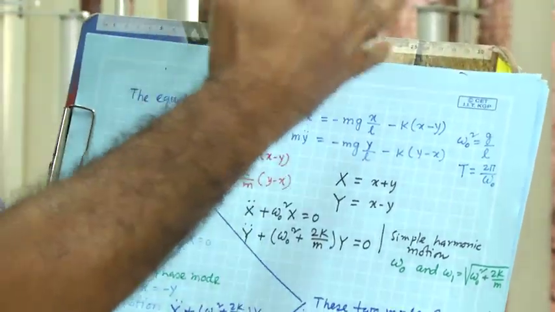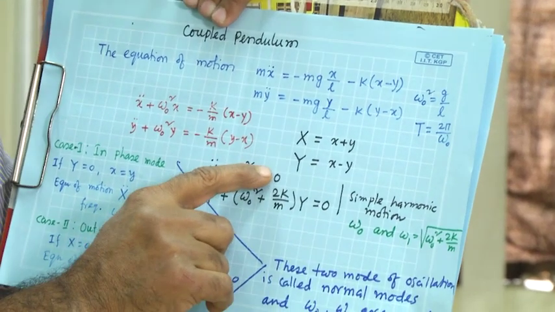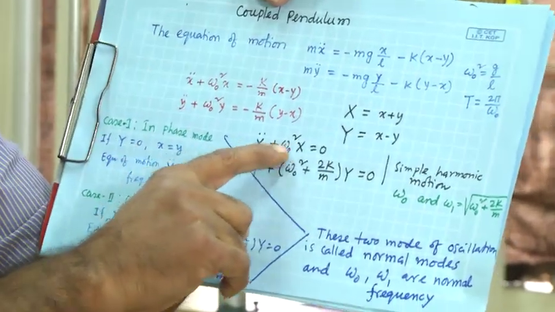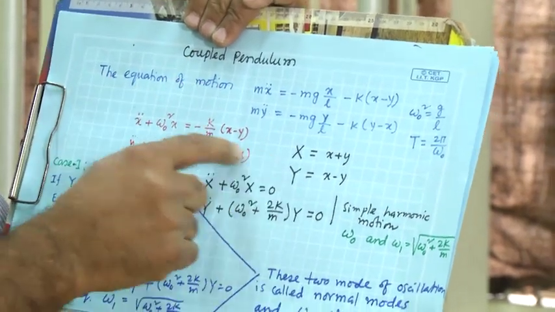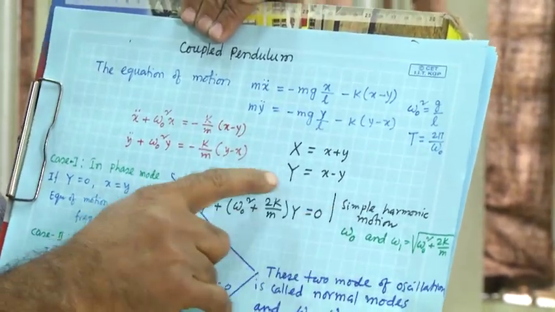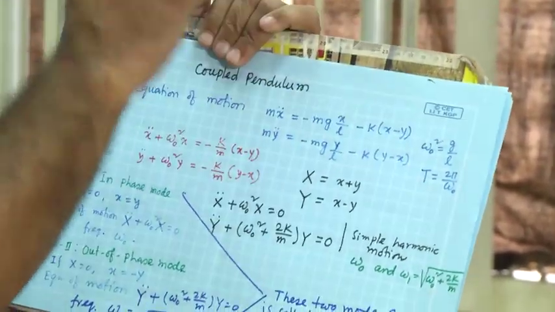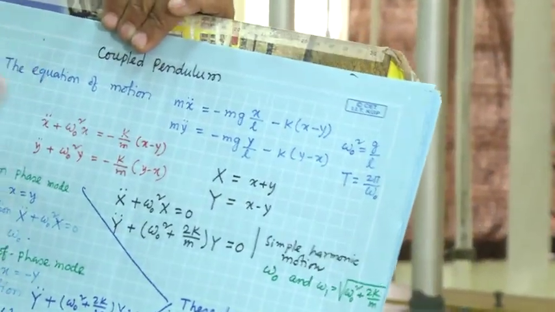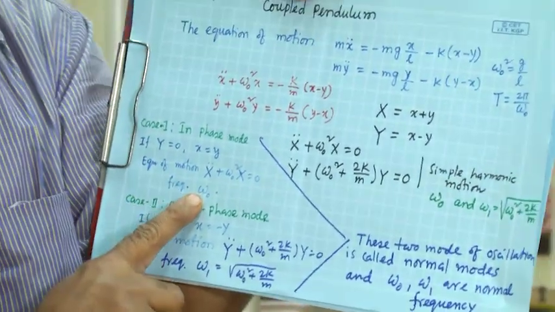So, now it is converted to a single equation, only this equation. The solution of this equation, or the frequency of this: this is the equation of simple harmonic motion and its frequency is omega 0. So, this coupled pendulum will oscillate with this frequency omega 0.